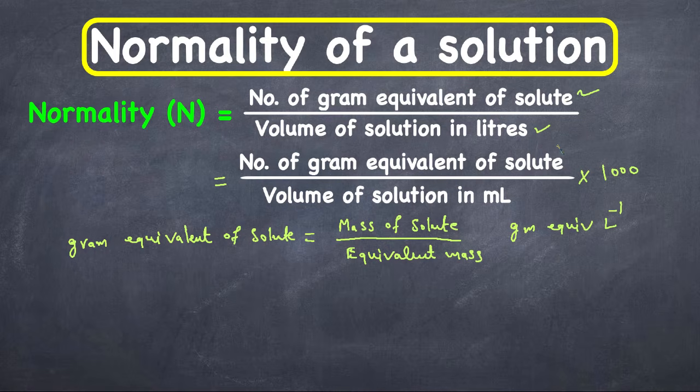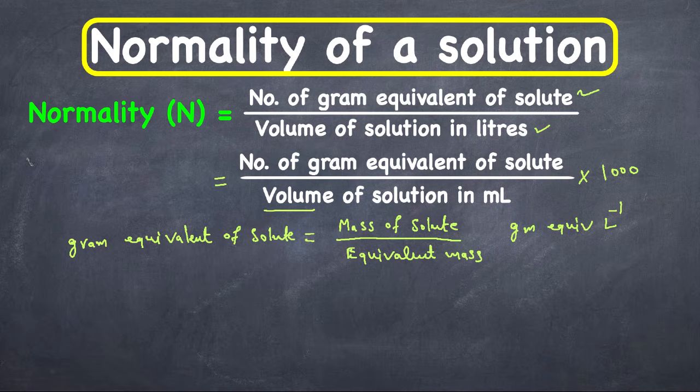Like molarity, the normality of a solution also changes with temperature because volume depends on temperature, it's directly proportional to temperature. So that means if temperature changes, that will change normality. So normality is also temperature dependent, as is molarity.